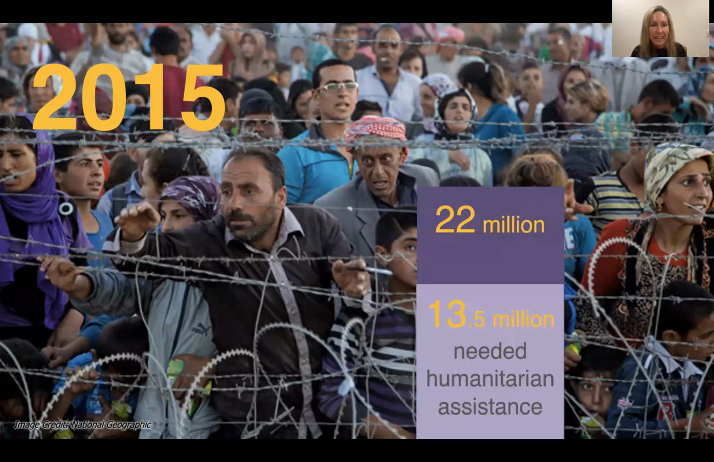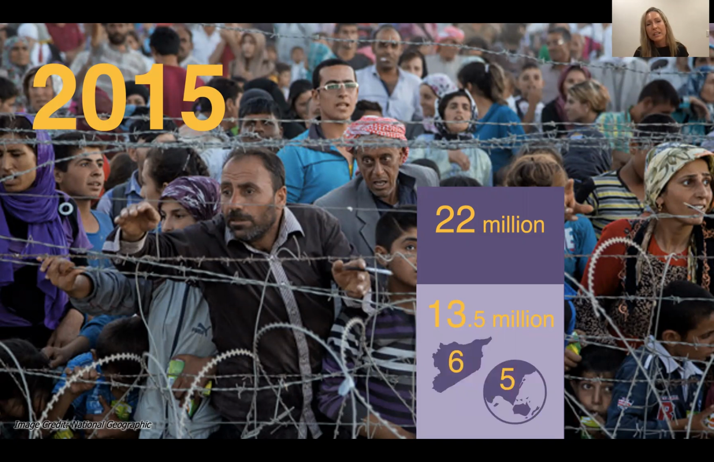But when that war hit in 2015, we know that 61% of them were reported by the United Nations as requiring humanitarian assistance. Most of those, the vast majority, were displaced. 6 million were displaced in other areas of Syria than their homes, and 5 million were outside of Syria, refugees needing to be taken in.